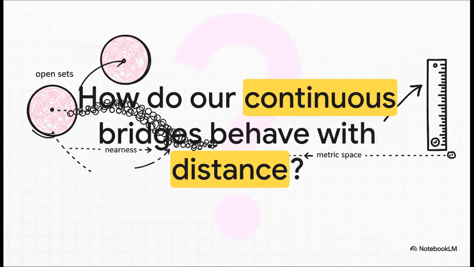So, the crucial question we're left with is this. Continuity is all about preserving nearness, but we've defined it using these abstract open sets. So what happens if we give our spaces a more concrete way to measure nearness? What happens when we introduce a concept of distance? Well, that is exactly what we're going to explore in our next session on metric spaces.